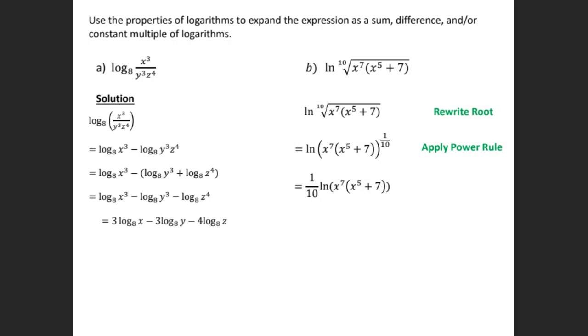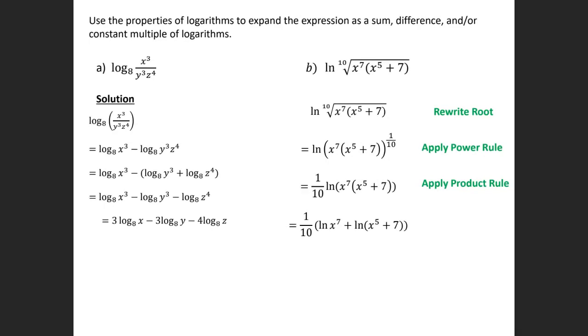As you can see, I see two things that are being multiplied with each other. So I can use my product rule now. My product rule is going to give me 1/10, and I'm going to use parentheses. I can distribute my 1/10 later. So I have natural log of x to the 7th plus the natural log of x to the 5th plus 7.